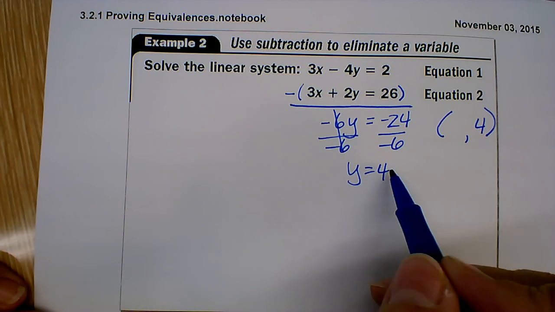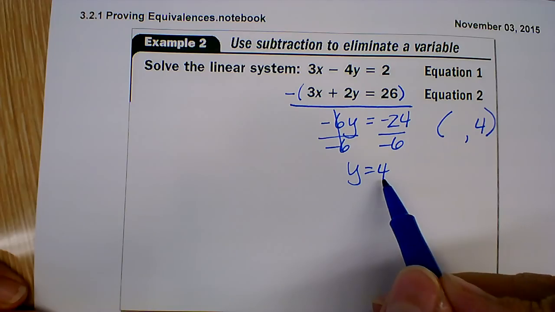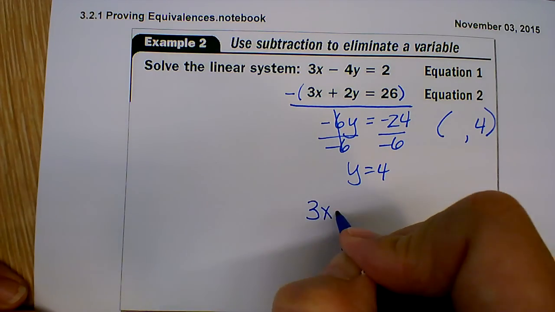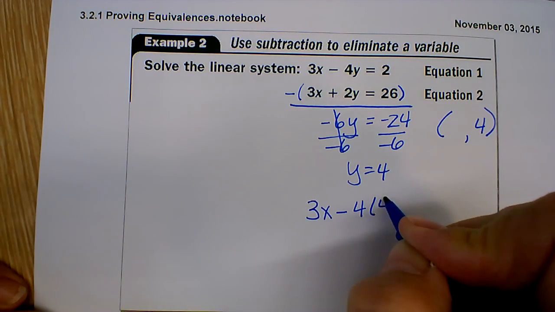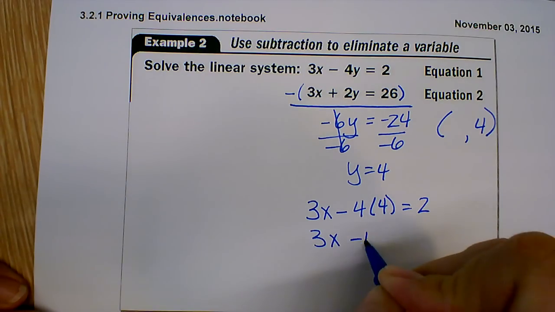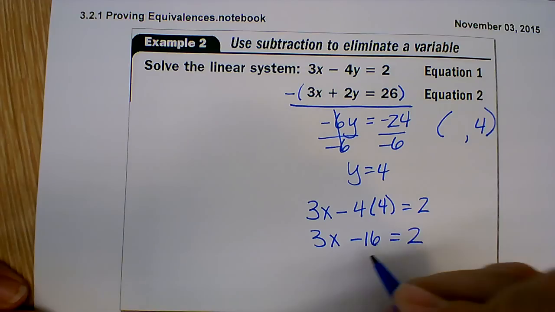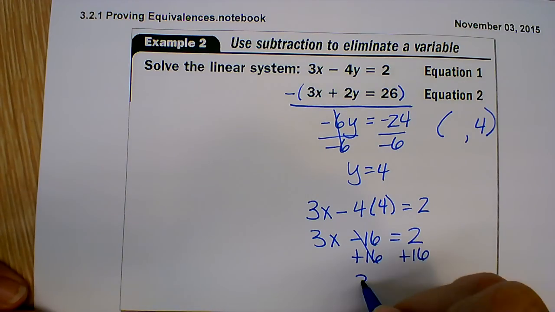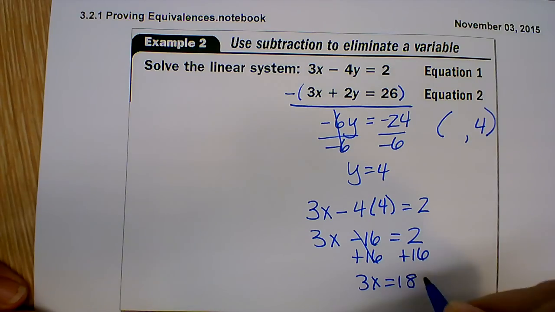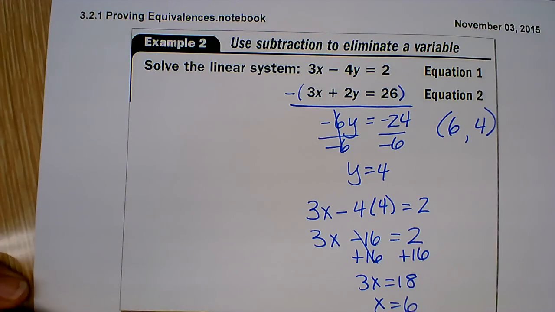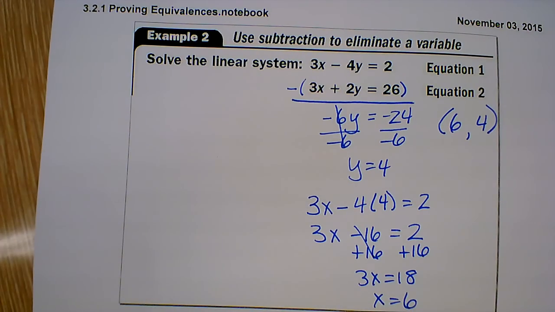Again, I go back to one of my original equations and I substitute the y value in. So 3x minus 4 times 4 is equal to 2. 3x minus 16 is equal to 2. I'm going to add 16 to both sides. 3x is equal to 18, so x is equal to 6. So my solution is the ordered pair 6, 4.